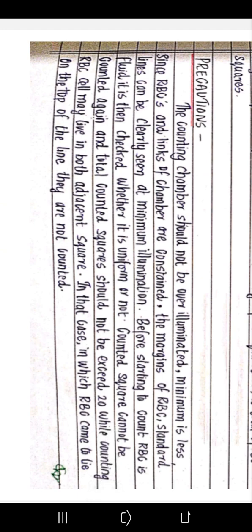So, precautions: the counting chamber should not be over illuminated. Since RBCs are colorless, the margins of RBC and the lines can be clearly seen at minimum illumination.